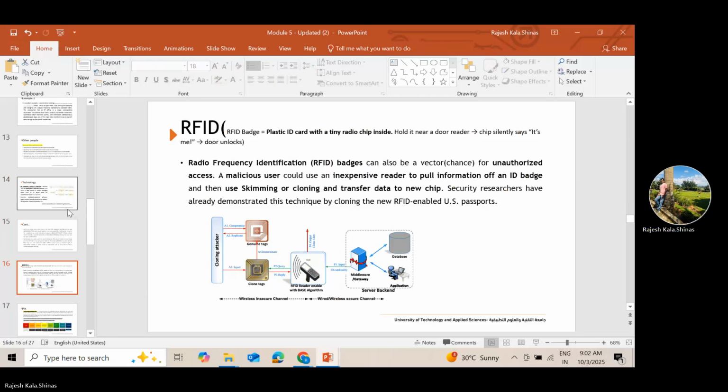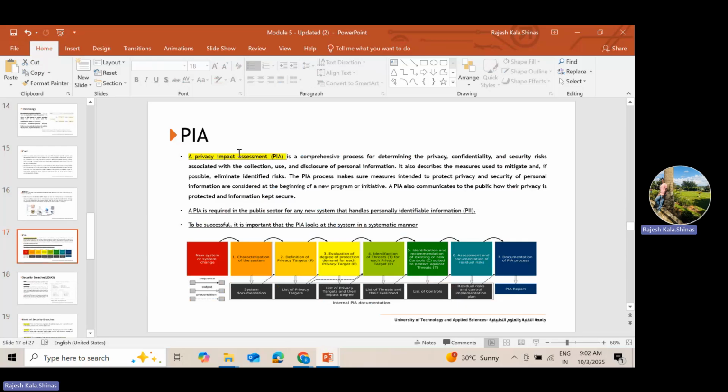Then next is PIA, privacy impact assessment. It's a process for determining the privacy, confidentiality, and security risk associated with the collection, use, and disclosure of personal information. Whenever you are collecting personal information about a person, like his name, his age, date of birth, his ID card number, all those things we are collecting, we need to maintain privacy, confidentiality, and there is risk also. So we need to be very careful when collecting all the information.